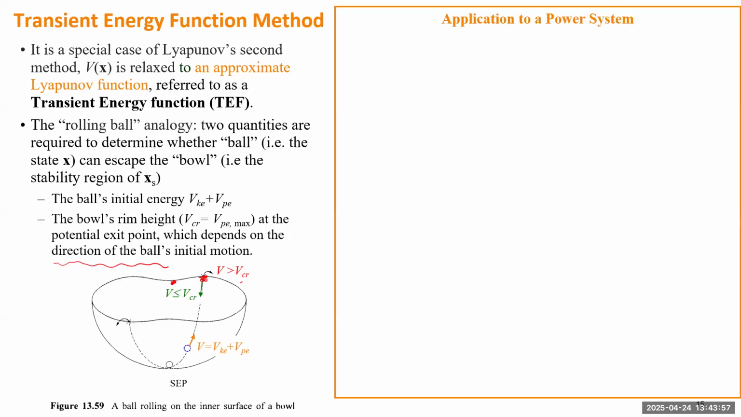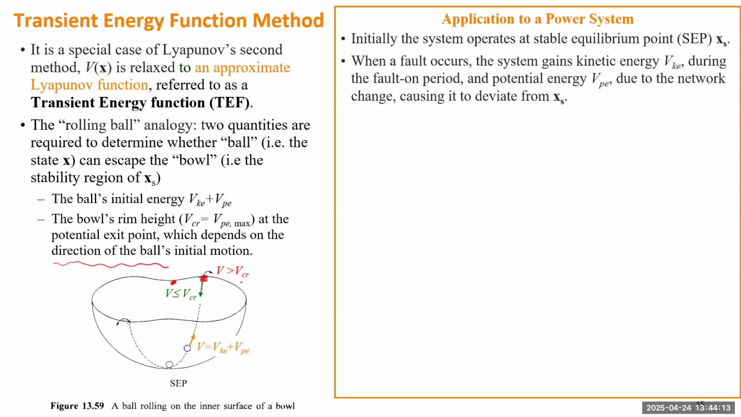So to summarize the ideas of the transient energy function method, if you want to apply this method to a power system: initially, the system operates at a stable equilibrium point. We call it SEP or XS. When the fault occurs, the system gains kinetic energy VKE during the fault-on period, and potential energy VPE due to the network change.